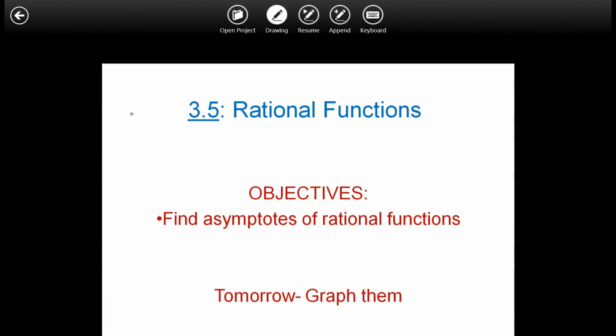You've got to be able to identify, okay, if I'm going to look for the asymptote for a vertical line, I've got to look at the denominators. If it's horizontal, I've got to look at the leading coefficients and the degree. Okay, something like that. So rational functions, we're going to finish up tomorrow.